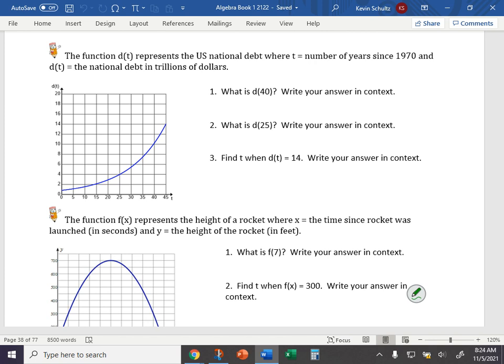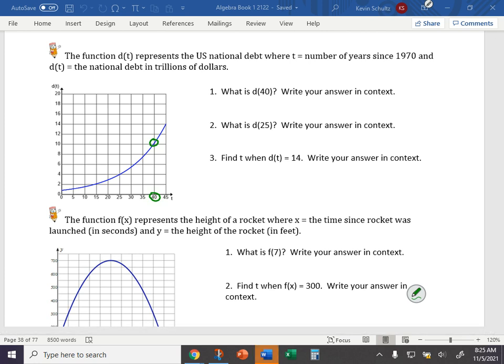We'll talk about that. When it says, what is d of 40, what is that referring to? Alexis. Right. This is your x value, your t value. It's asking, what is the debt after 40 years? So we go to x equals 40. We look at the graph. What's the corresponding y value for an x value of 40, Kylie? Right here. Which is 10 trillion. The debt is in trillions of dollars.